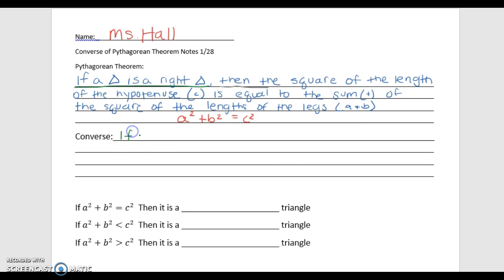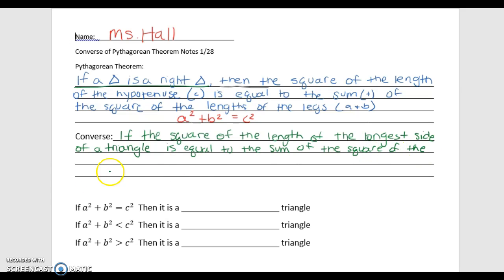So now we go, if the square of the length of the longest side of a triangle is equal to the sum of the squares of the lengths of the two other sides, then the triangle is a right triangle.